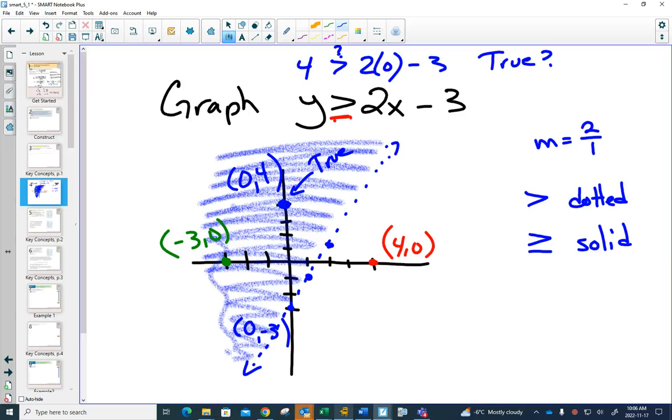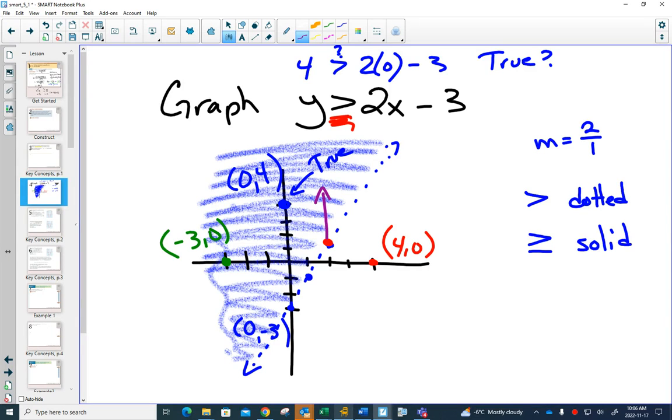Y has to be, equal sign there, Y has to be bigger than the line. Here's my line. My Y values go up and down. If you took this point on the line, where are the Y values bigger than that point? Are the Y values bigger than that point when you go up? Or are the Y values bigger when you go down?